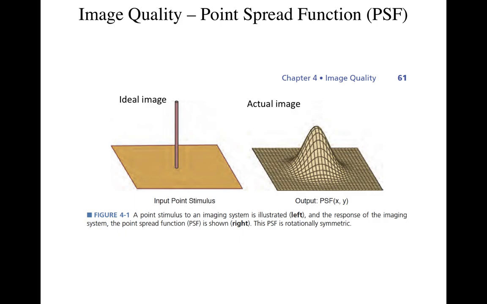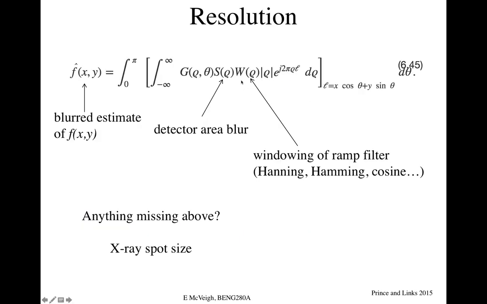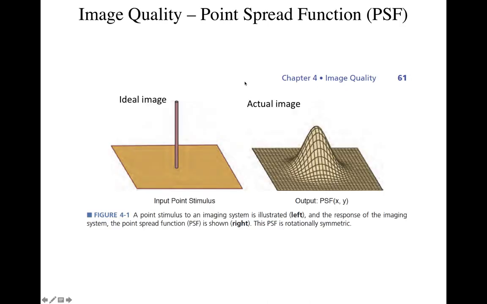So this is review again. Remember, if we had a tiny little object, like a little gold bead, that's really small compared to the things we usually image, and we image that thing, this is the underlying truth of that image. It's a little tiny bead signal, but what comes out of our scanner is this, and the reason it's blurred like this is because of the two factors in this equation, this one and this one. That's what we're going to model.